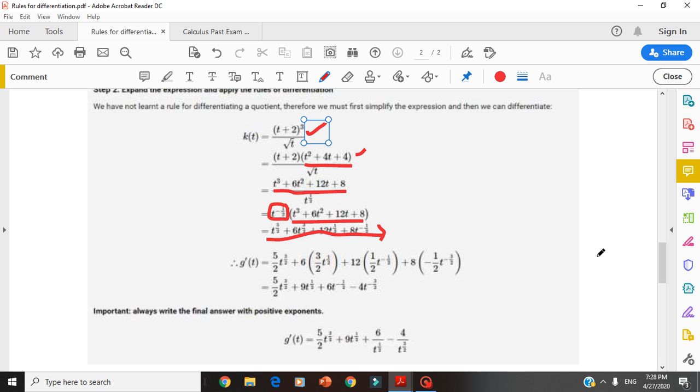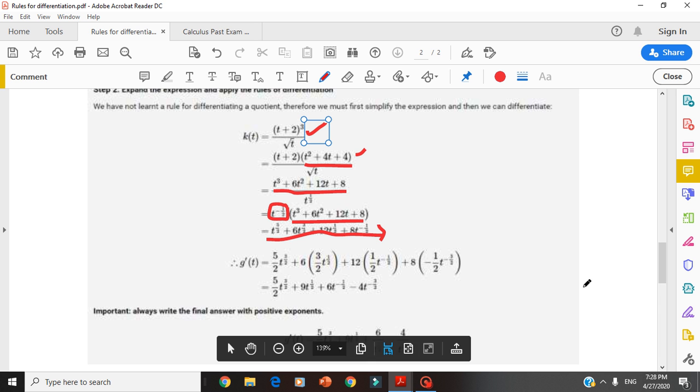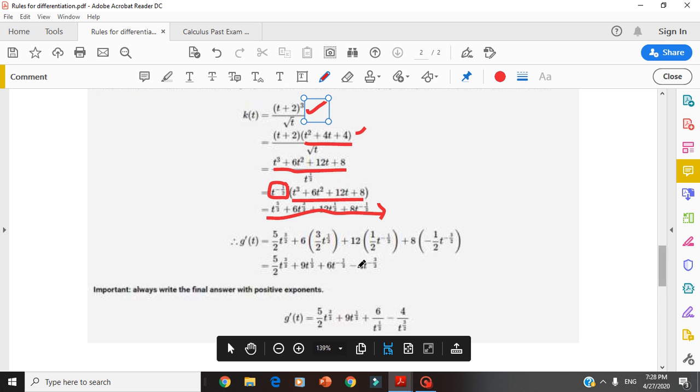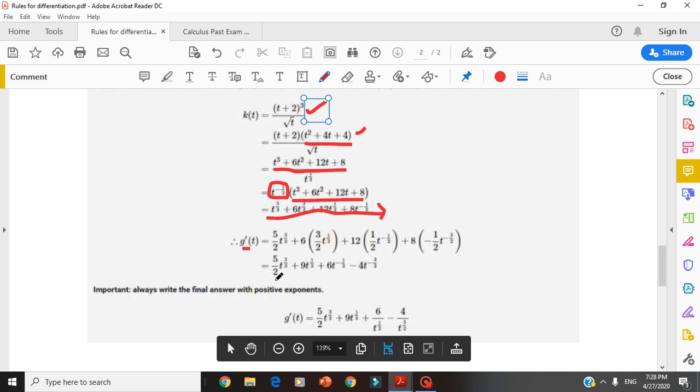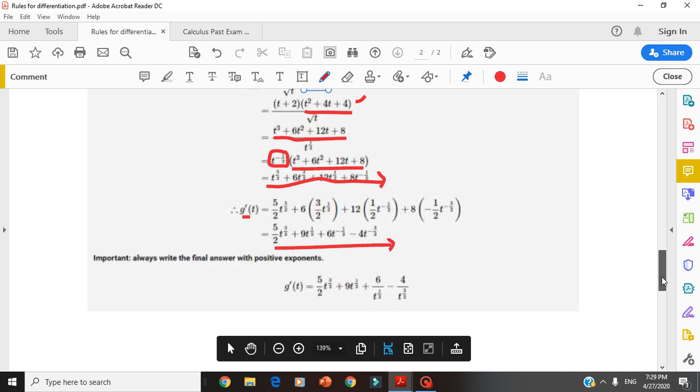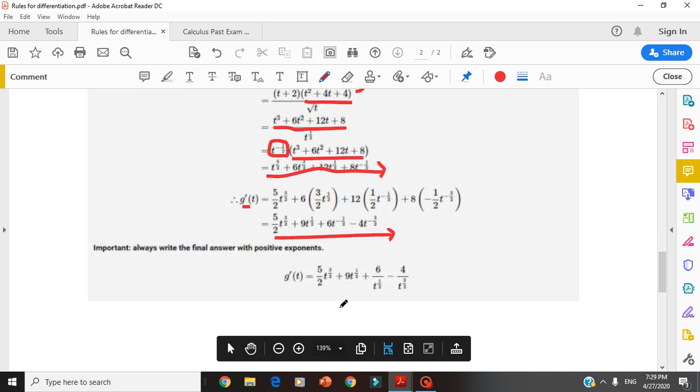Now, to find the value of k prime t, I know this is just a typo, so it's supposed to be k prime t. You multiply the exponent to the front and then subtract 1 from the exponent, and this will be your solution. Right? You can double check that as you go along practicing these examples. Okay, it's always important to try and write it in positive exponent form, right? But if they don't specify it in the question, it's fine to leave it as is.